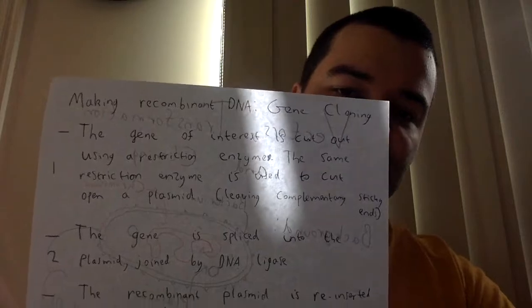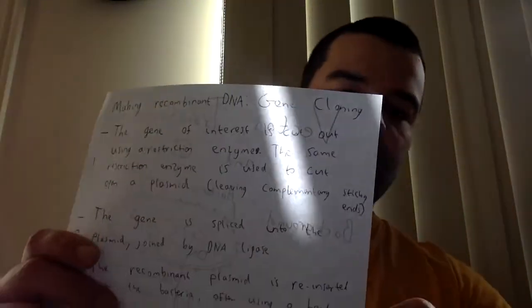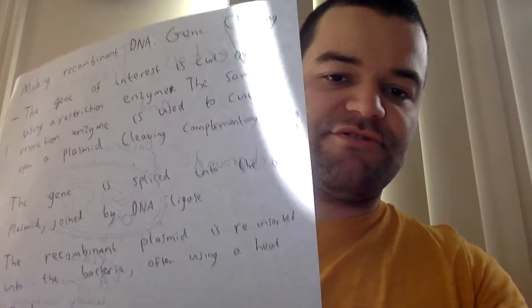So the first thing we want to do is cut out the gene that we're interested in. So for example, let's say that we're trying to clone a gene from a human. Quite a common example is insulin. So let's say we're trying to clone the gene for insulin so we can get lots of insulin for people who suffer from type 1 diabetes. So the gene that we're interested in is cut out using restriction enzymes.